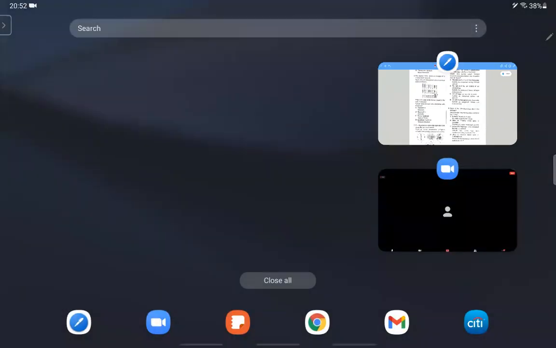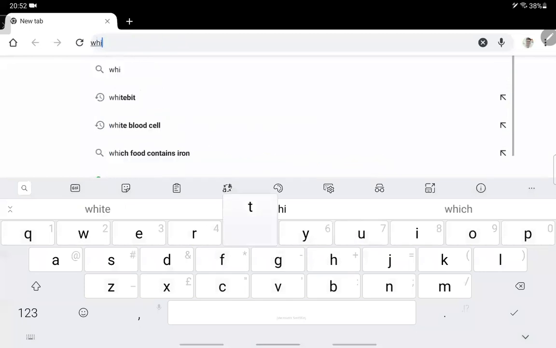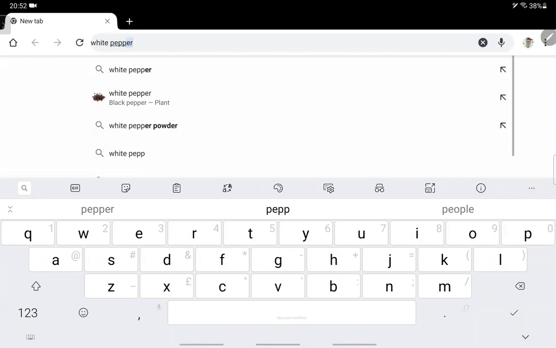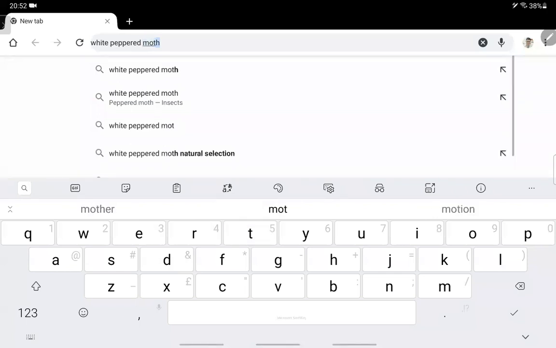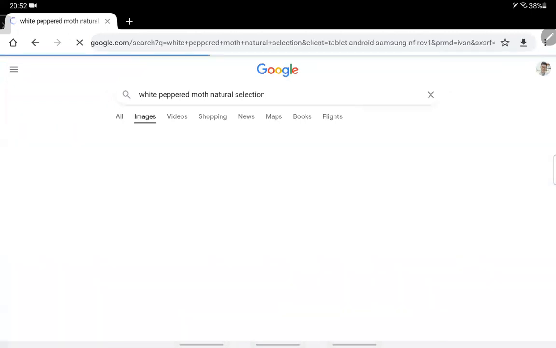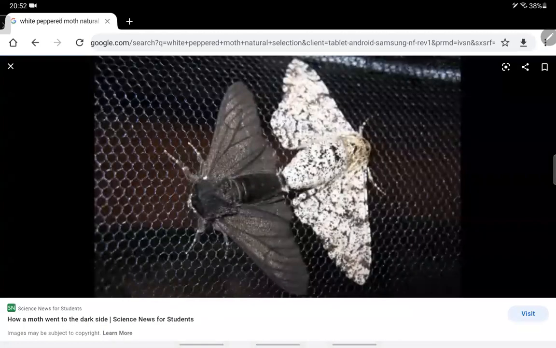Let me show you. White peppered moth. So last time, there were two types of this moth. I'm not sure if you have seen this moth before. I think Malaysia doesn't have much of this, but sometimes you come to your house and you can see this moth flying around.